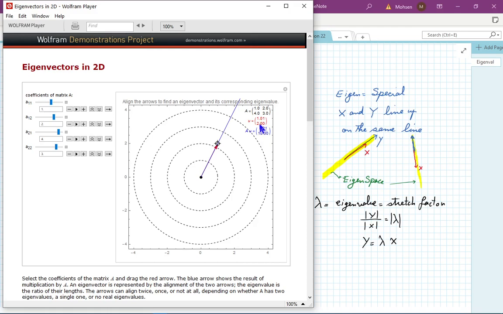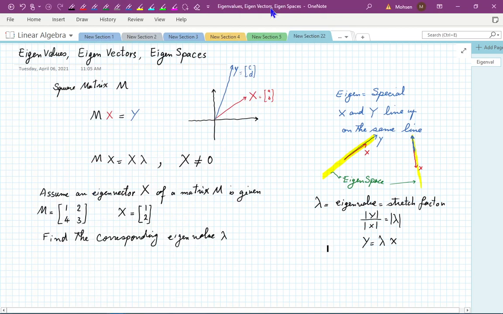Well, we want to figure that out by computation. How do we do that? Very easy. Take M multiplied by x. So 1 2 4 3 multiplied by 1 2. That's very easy. We multiply row with the column. What do we get? 1 times 1 plus 2 times 2 adds up to 5. 4 times 1, 3 times 2 is 4 plus 6. That adds up to 10.